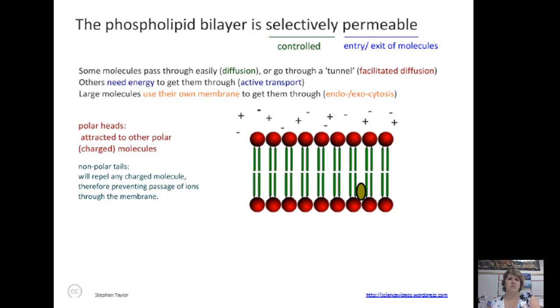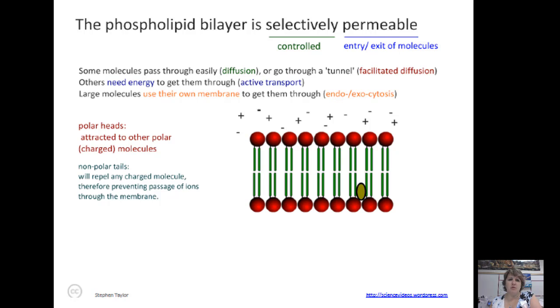Some molecules can go through easily, which would be diffusion. Some go through with a tunnel or with help. That would be facilitated diffusion. Some need energy to get them through. That would be active transport. And there are larger molecules that can't get through with any of those, and they need their own membrane to get through. And this would be an example of endo and exocytosis.